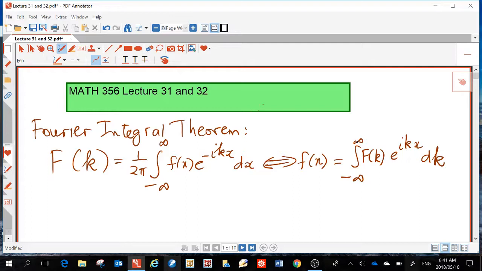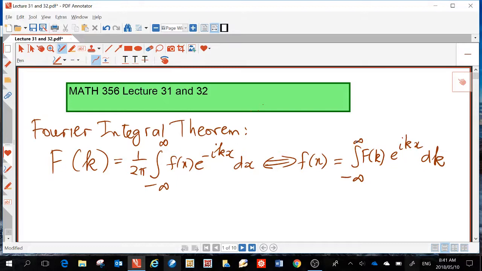You can write any function in the shape of an integral of this type. You need to calculate this coefficient f of k. And the method to calculate f of k is to use this formula here. You simply take the function that is provided, multiply by e to the minus i kx, and do the integration to get the f of k. Notice that the integration element here is dx. Here it is dk.